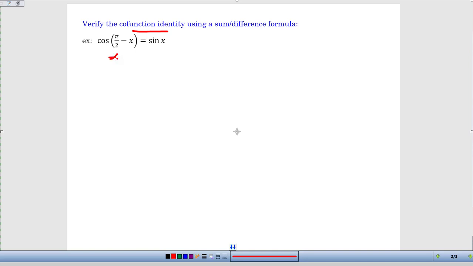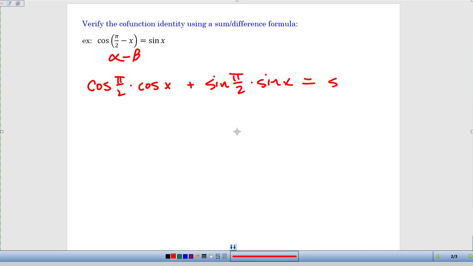So we're going to treat the pi over 2 as our alpha, and x is going to be our beta. So what we really have here is kind of a cosine of alpha minus beta. And so we're going to use the formula that we have up above at the top of our notes to expand this expression. So we're going to see cosine of pi over 2 times the cosine of x plus, opposite of the negative sign in this particular formula, sine of pi over 2 times the sine of x equals sine of x.